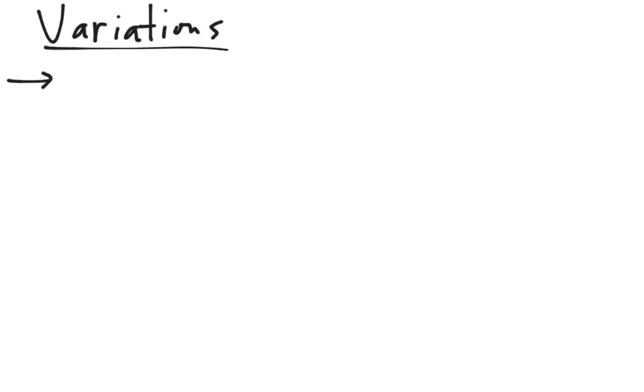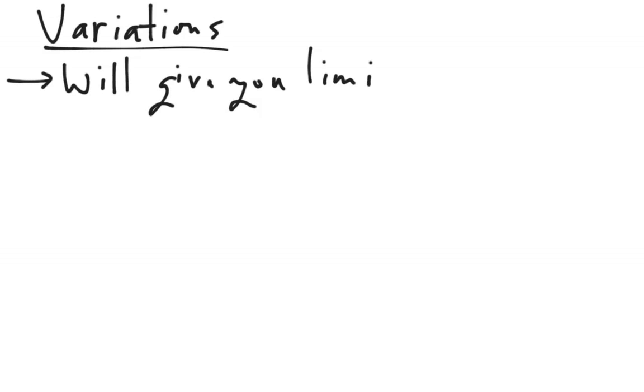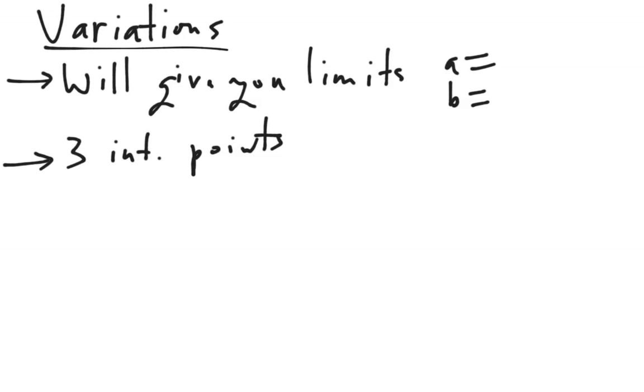Some common variations of the area between two curves problems. One of them is that oftentimes the problem will give you the limits of integration. So it'll give you the a value and the b value, probably as x values, and that will help you because then you don't have to find the intersection points. Going the other way, you could have a problem where instead of 2 intersection points in one region, you have 3 or more intersection points in 2 or more regions.